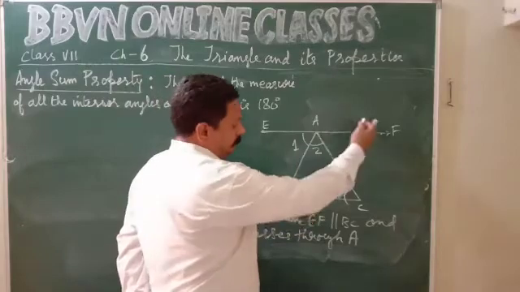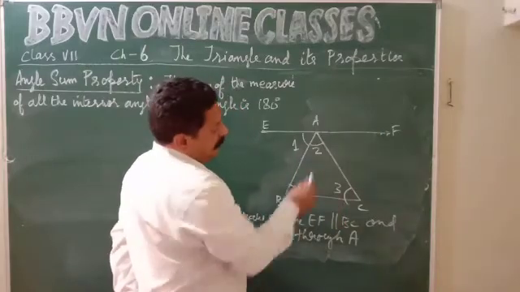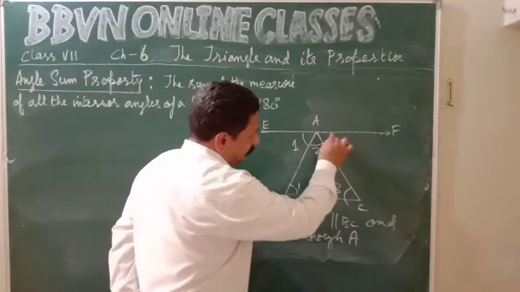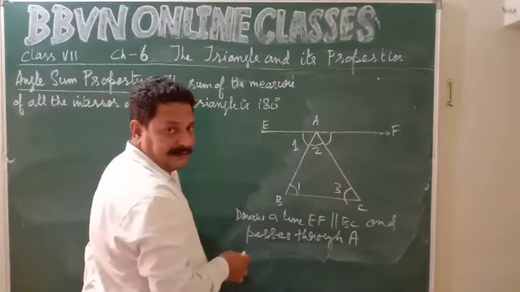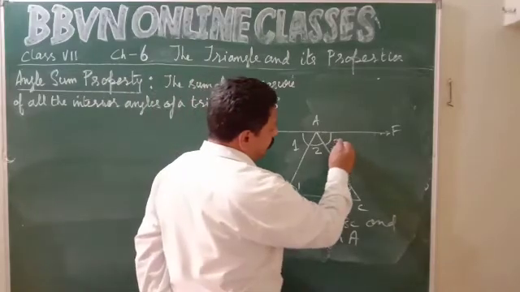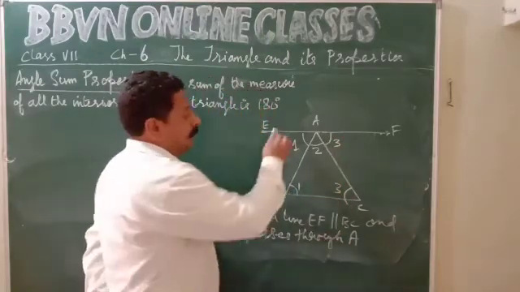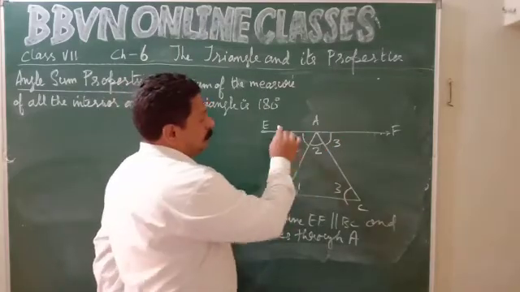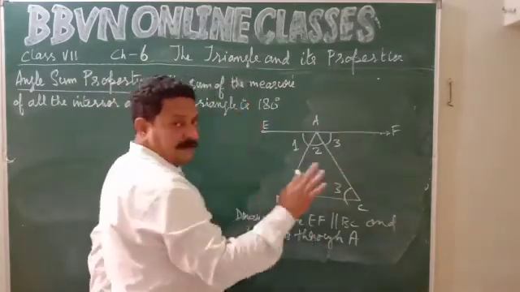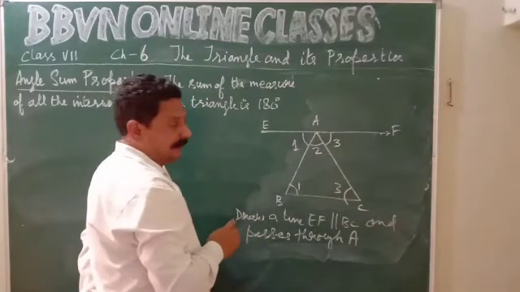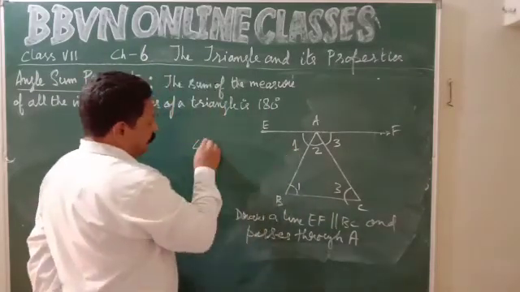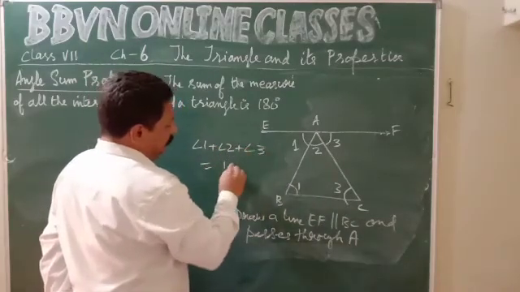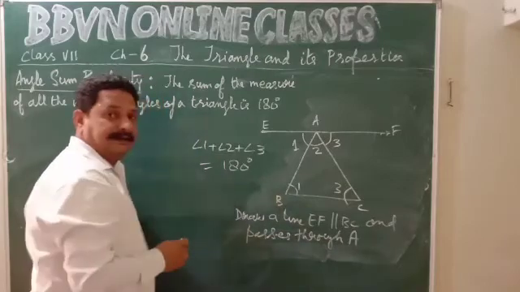Same way, EF parallel to BC. Now AC is the transversal. So this angle and this angle, they are alternate interior angles. So if this is 3, this also is 3. Now what is EF? EF is a straight line that is passing through A. So EAF is actually 180 degrees, straight angle 180 degrees. It means angle 1 plus angle 2 plus angle 3 is equal to 180 degrees.